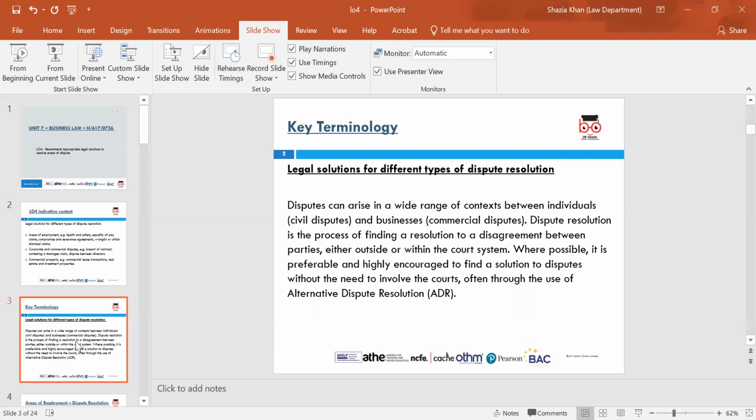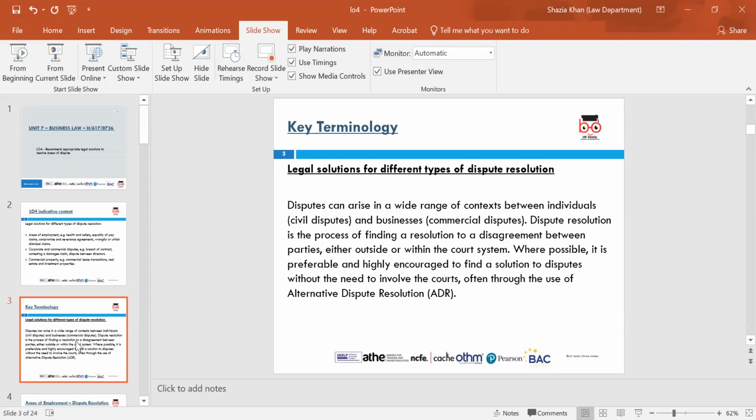Where possible, it is preferable and highly encouraged to find a solution to disputes without the need to go to courts. And this is often through the use of ADR, which is alternative dispute resolution. As businesses, it's important to be familiar with dispute resolution methods to effectively handle any sort of conflicts that may occur within your business. So before anything goes to a court, there is the way of alternative dispute resolution.